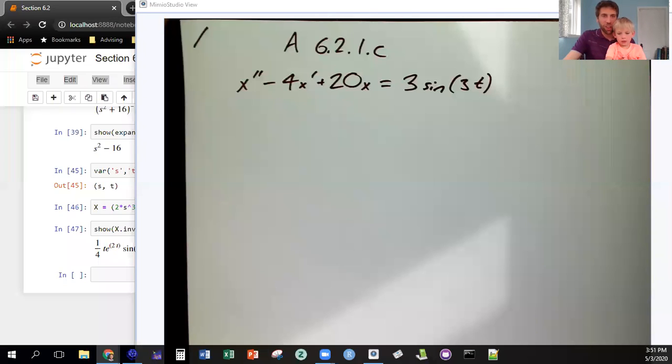Welcome to Differential Equations. This is Activity 621, Part C. This is my second attempt because I messed up a negative last time.